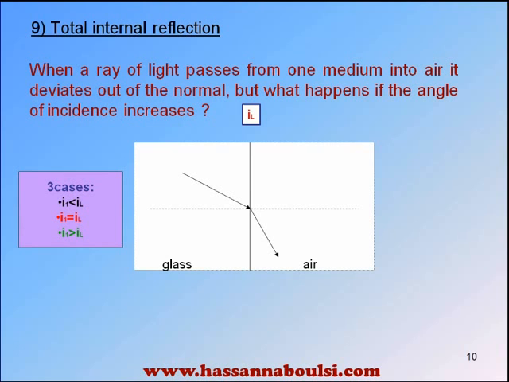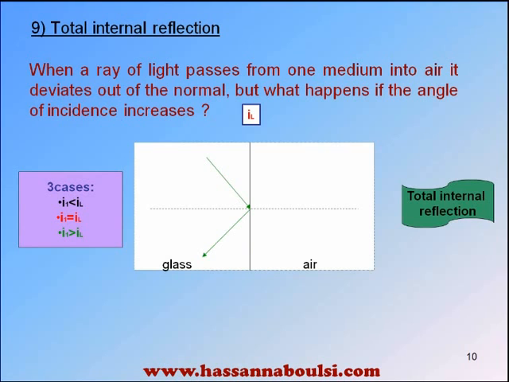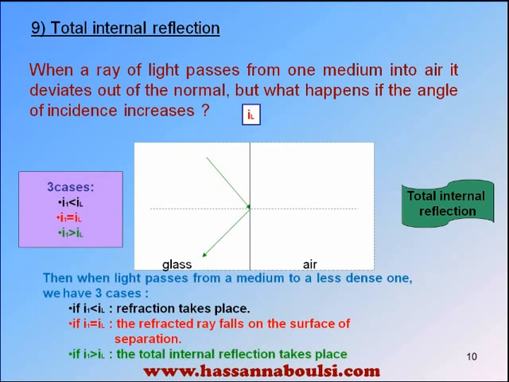So let's take this example of a ray propagating from glass into air. If I1 is less than I limiting, then the refracted ray deviates out of the normal. We have a normal refraction. Now if I1 equals I limiting, then in this case the refracted ray falls on the surface of separation. And if I1 increases more and more till it is greater than I limiting, then we have the phenomenon of total internal reflection.